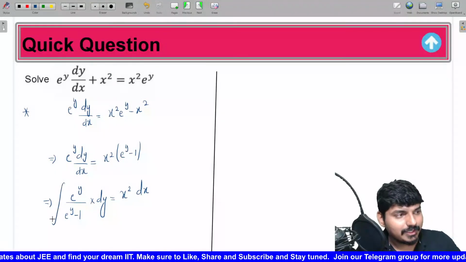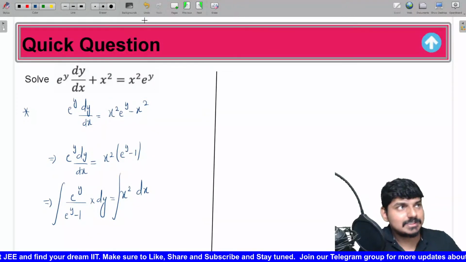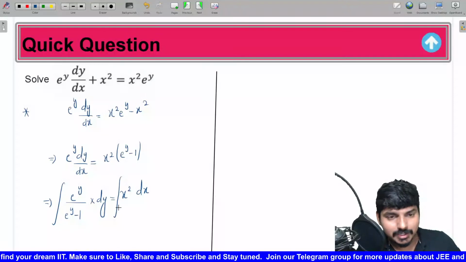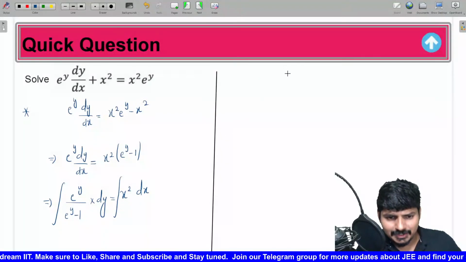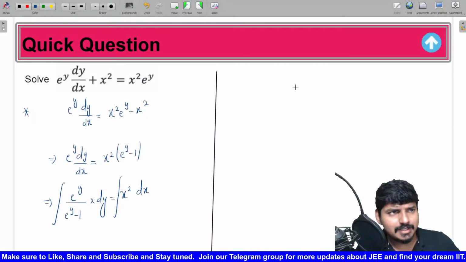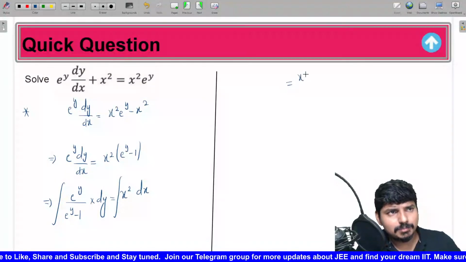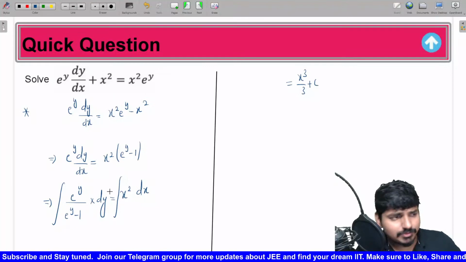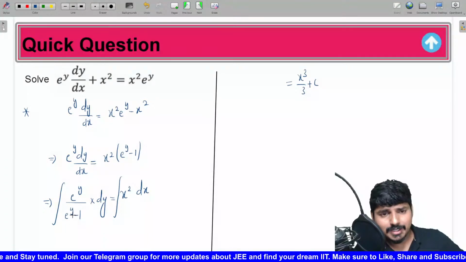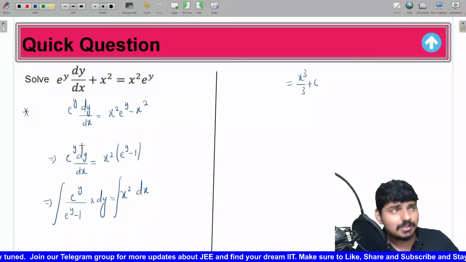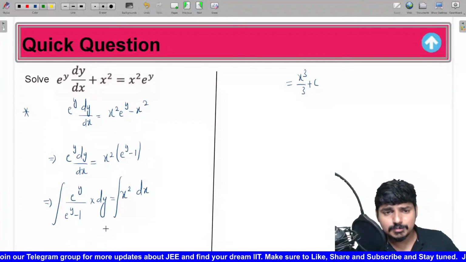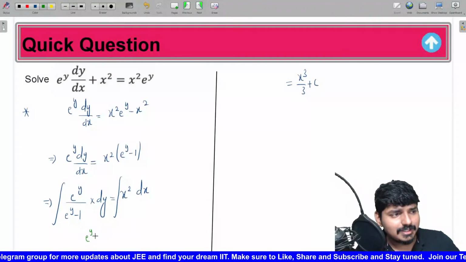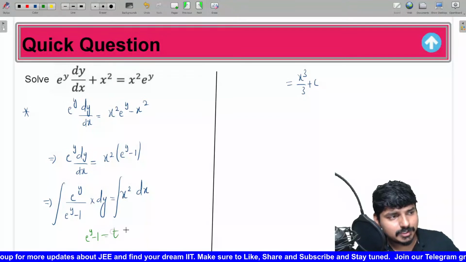Okay, and when you integrate on both the sides, what am I going to get, everyone? Well, on the right hand side, integration x square dx is going to be what? x cubed by 3 plus c. I can write it in this way. On the left hand side, if you want to integrate e raised to y by e raised to y minus 1, here you can apply the concept of substitution. You can take e raised to y minus 1 is equal to t.